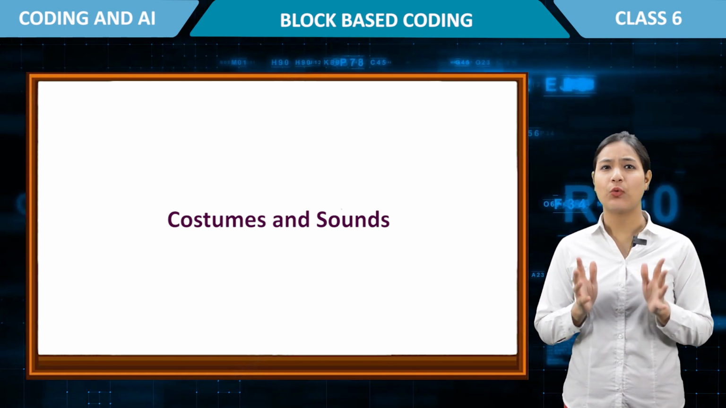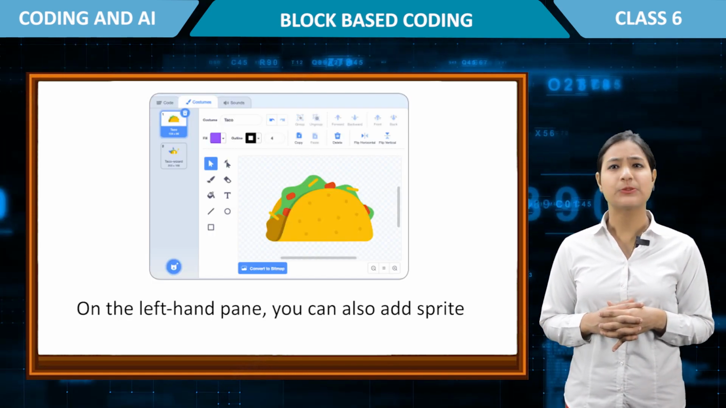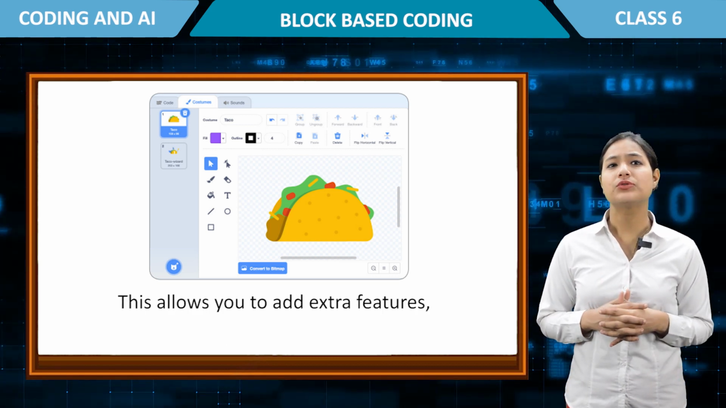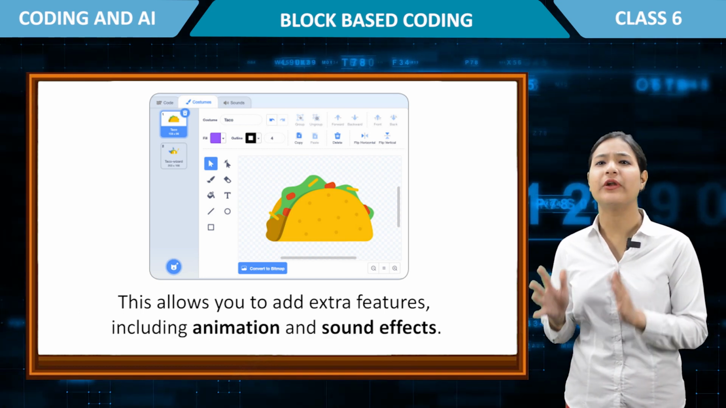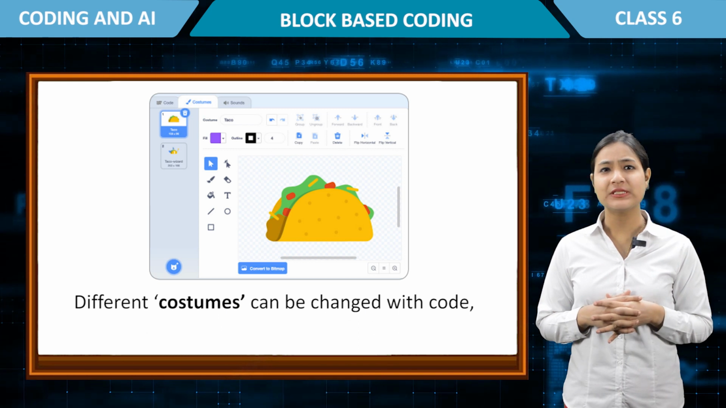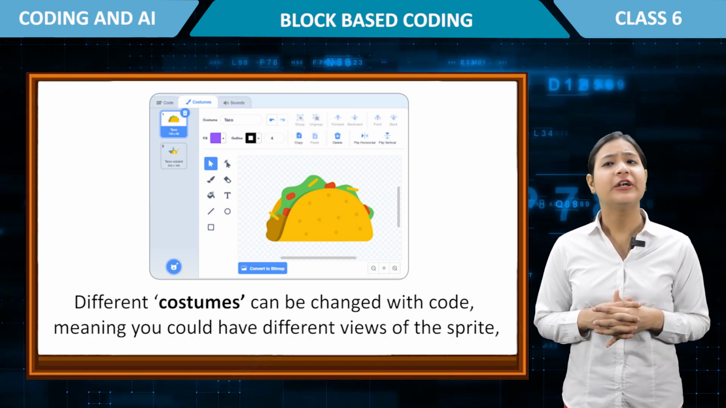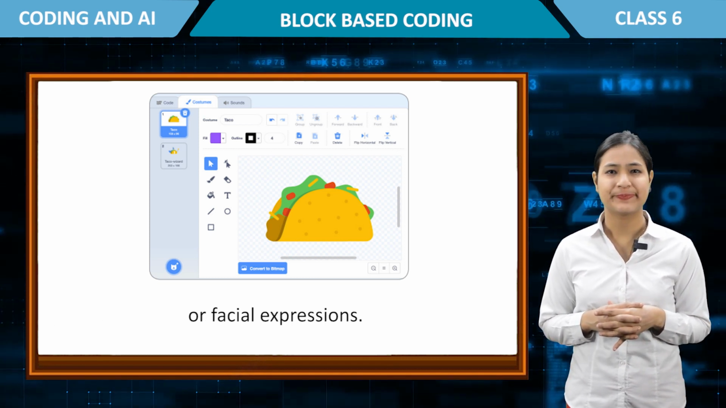Costumes and sounds. On the left hand pane, you can also add sprite costumes and sounds. This allows you to add extra features including animation and sound effects. Different costumes can be changed with code, meaning you could have different views of the sprite or facial expressions.